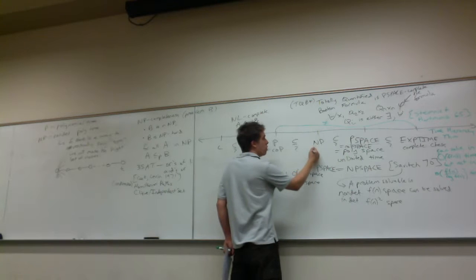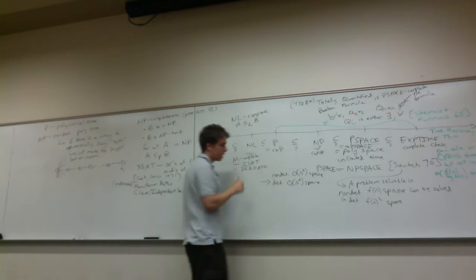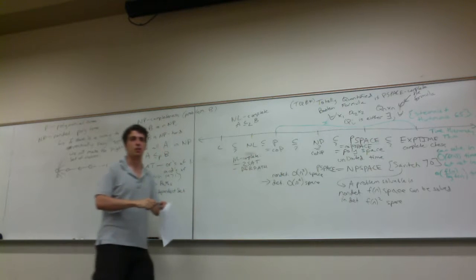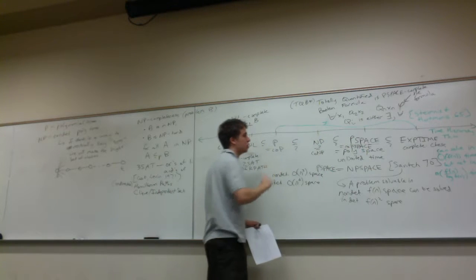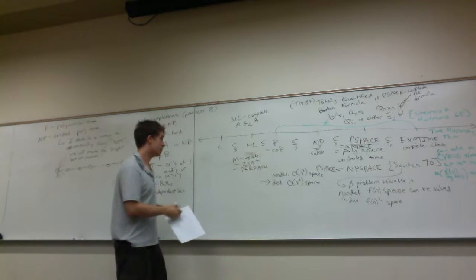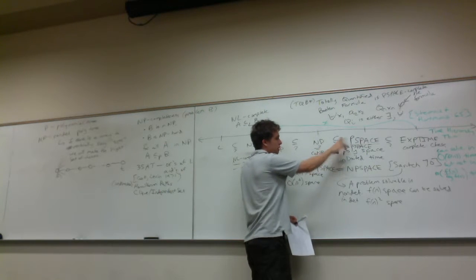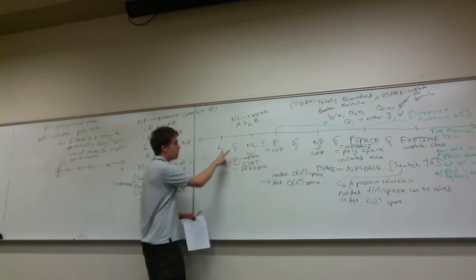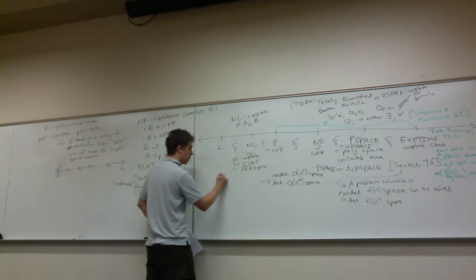We don't know whether NP is equal to co-NP or not. And if they were equal, then all hell would break loose in the theory community. Like, classes would collapse to other classes. It'd be insane. So we know P space equals co-P space, so these four are the same. We don't know if these four are the same, and we don't know whether these two are the same. But we know that NL equals co-NL.